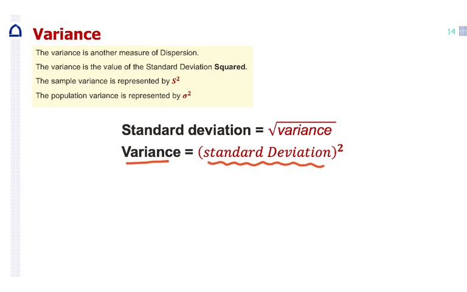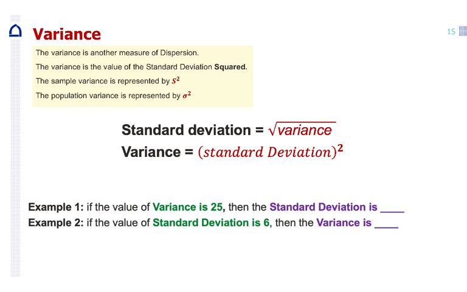Let's do a few examples. For example, if the variance is 25, the standard deviation would be the square root of 25, which is 5. If the standard deviation is 6, then the variance would be 6 squared, and so you would get 36. So one thing you want to remember is that the standard deviation is always the smaller number compared to the variance.